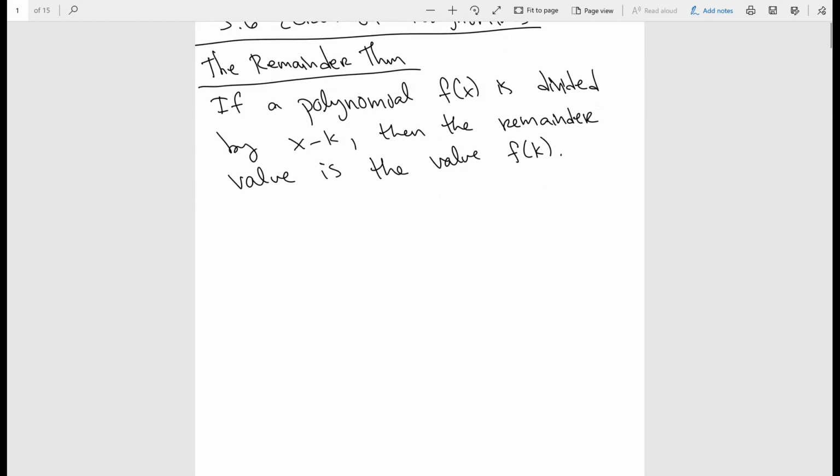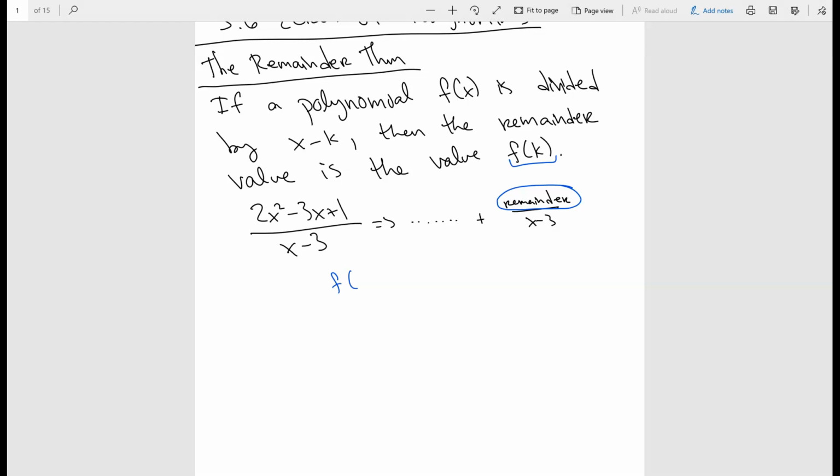So let's say you have a polynomial like 2x squared minus 3x plus 1, and I was dividing this by x minus 3. When I use long division, I'm going to get something, plus the remainder over the divisor, over x minus 3. Once I use long division or synthetic division, kind of like we did last time, what this theorem is saying is that whatever this remainder is, it's basically just the function.